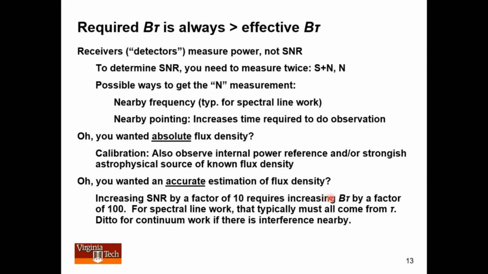If you're doing spectral line work, that's all tau. If you're doing continuum work, it's probably also at least some of the tau, because eventually you end up being bounded by some chunk of spectrum that you can't observe productively, perhaps because of interference. Bottom line here is the required B tau is always much greater than what you need just to get the SNR that is anticipated through the radiometer equation.